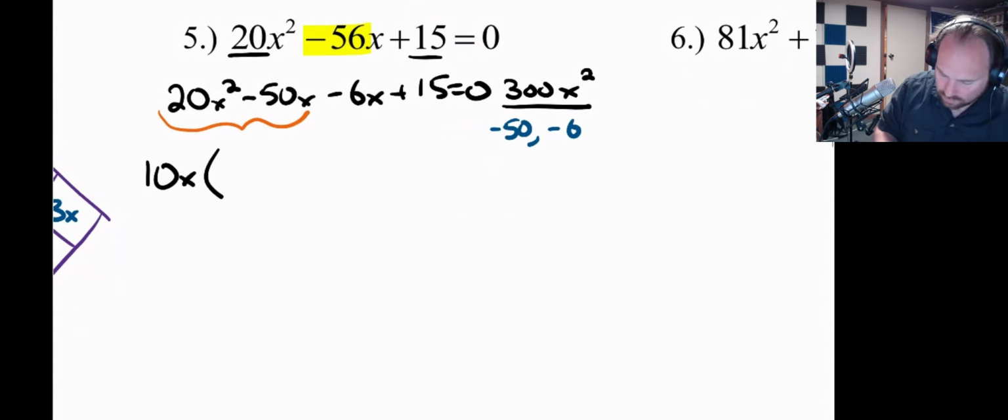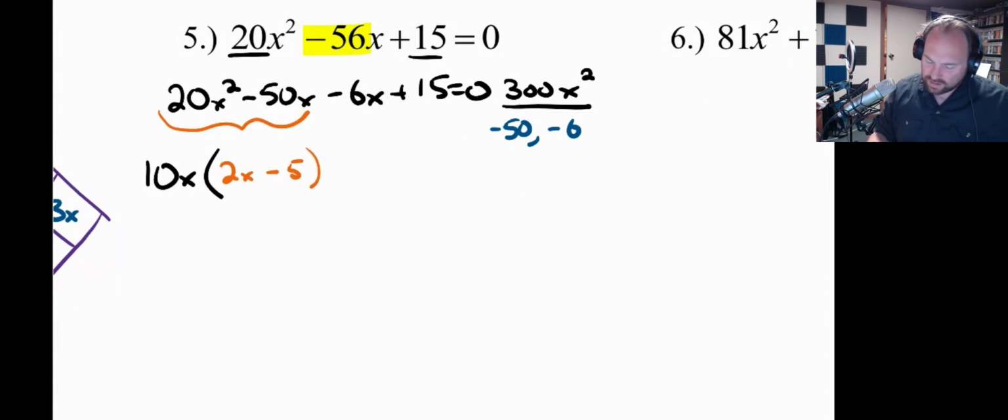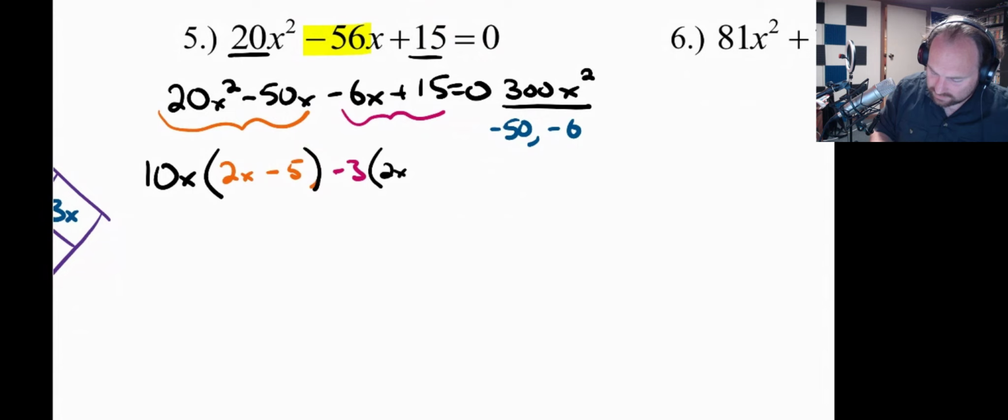And inside will go 2x minus 5. I think that's correct. Now what I'm looking for is to factor something out of these two terms that will leave behind the same factor of 2x minus 5. If I factor out minus 3, I will get minus 3 times 2x minus 5. Look at that. Equals 0.